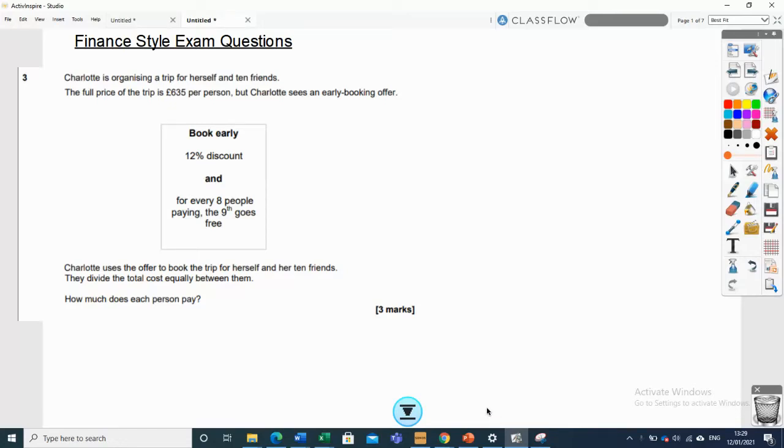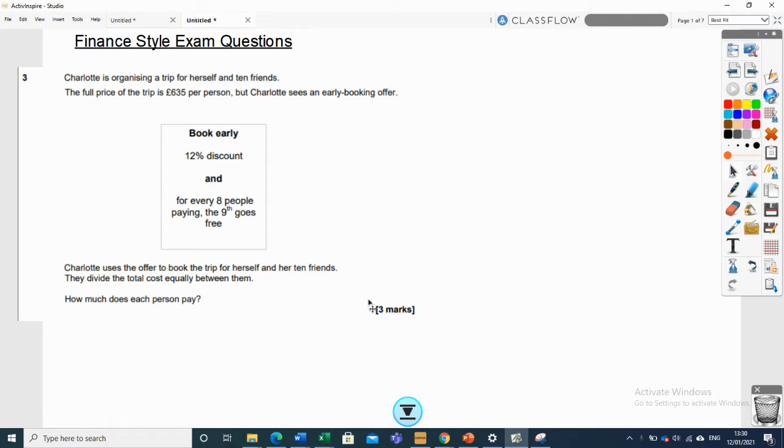Okay, in this lesson, we're going to look at finance-style exam questions. They're taken from practice papers or real papers from core maths exams in the past. You've got all the skills now through the lessons that we've done in order to answer all of these questions. So what I would like you to do is have a go at the question first before you watch my model answer. Okay, and then you can obviously mark it at the end.